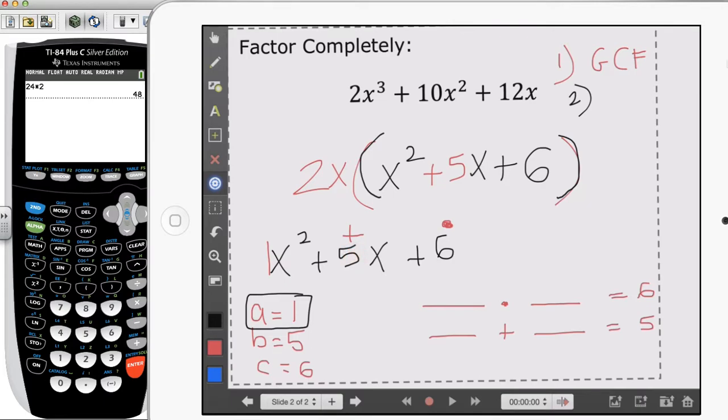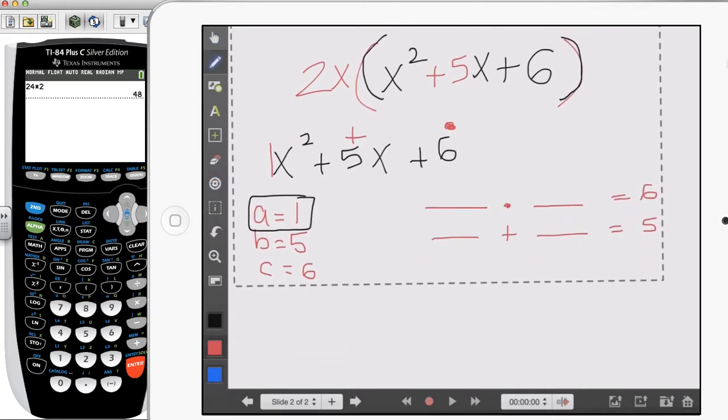Now, if you think that this is hard for you to find, take the 6 on the side and think, what multiplies to give you 6? I can think of 6 and 1. 6 times 1 is 6. But when I add 6 and 1, is it going to give me 5? Is it going to give me the middle term? No. So that is not a possibility. Think of another 2 numbers. When you multiply, you get 6. 3 and 2. 3 times 2 is 6.